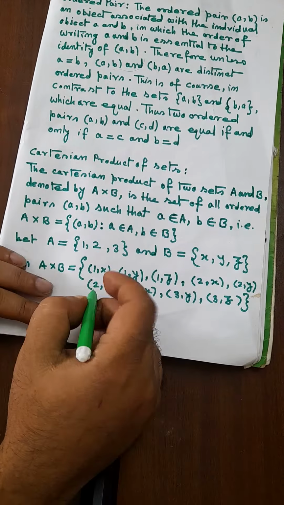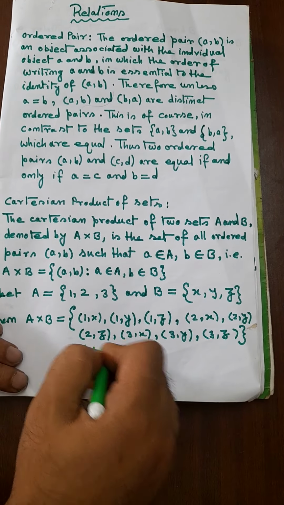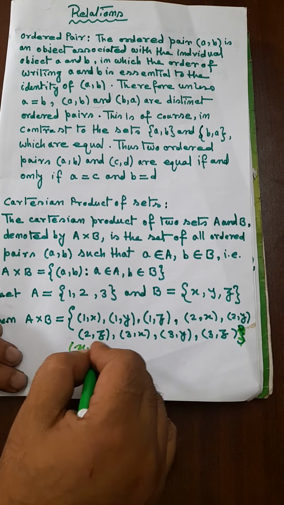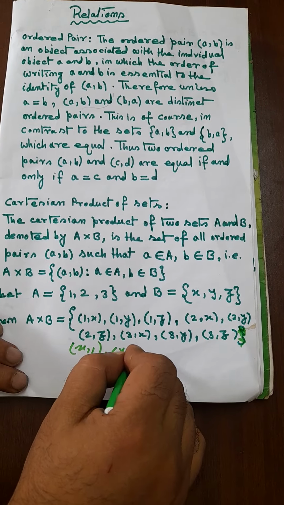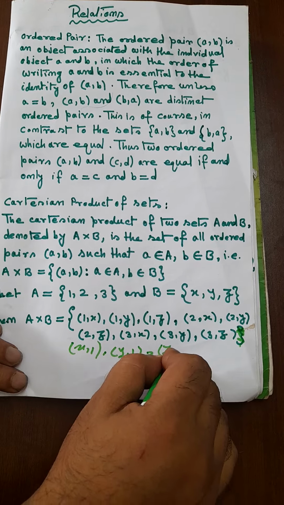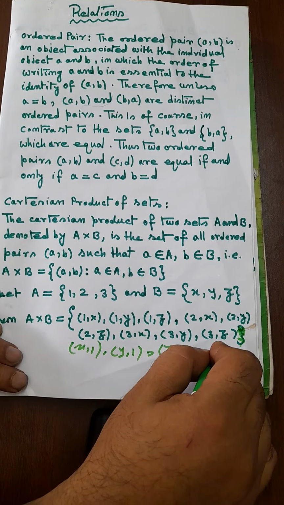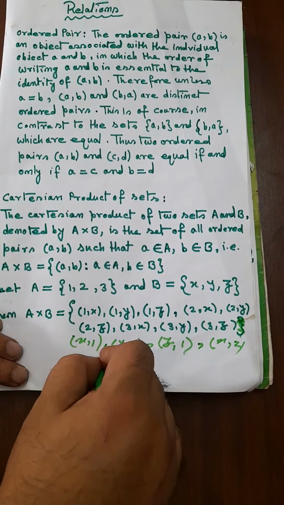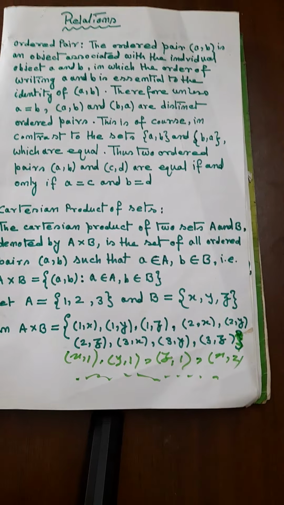Then also we can write x1. Then y1, then z1. This will also be an ordered pair. Then x2. Like this, it will be continued. So this is called the Cartesian product of sets.